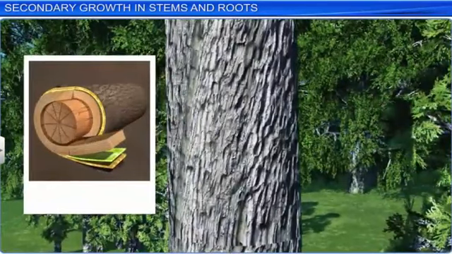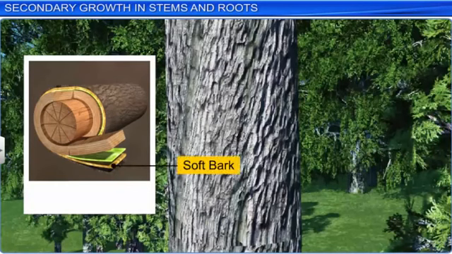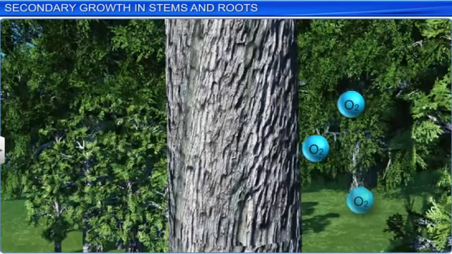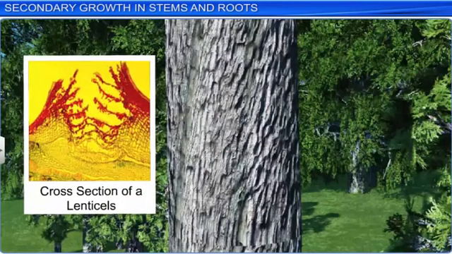Bark forms the outermost layer of the stem and roots of woody plants. Bark formed in the early season is called early or soft bark, while bark formed at the end of the season is called late or hard bark. Due to the formation of bark, gaseous exchange between the internal living cells and the outer atmosphere is cut off. To facilitate gaseous exchange, phellogen cuts off parenchymatous cells that break the epidermis and form lens-shaped openings on the stem called lenticels.